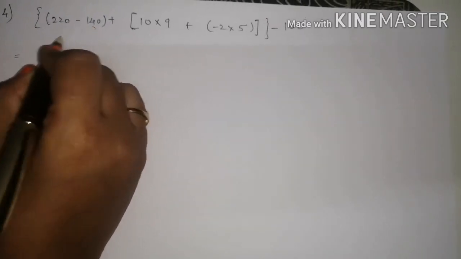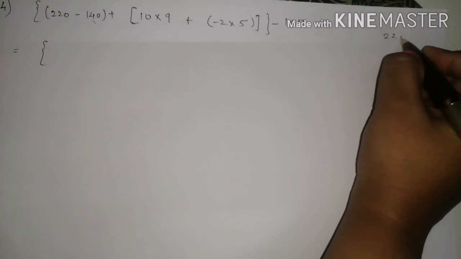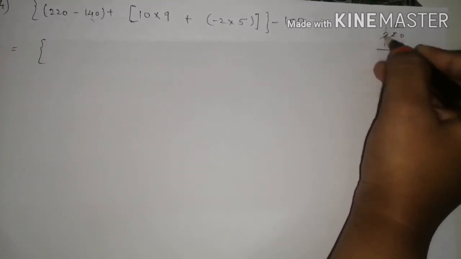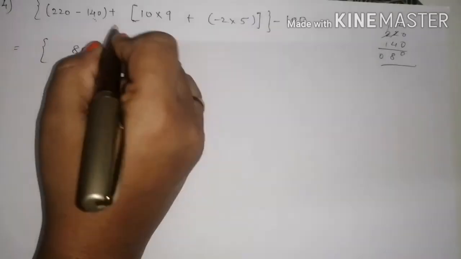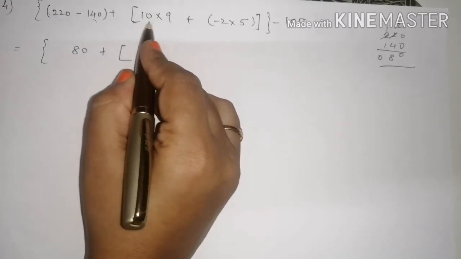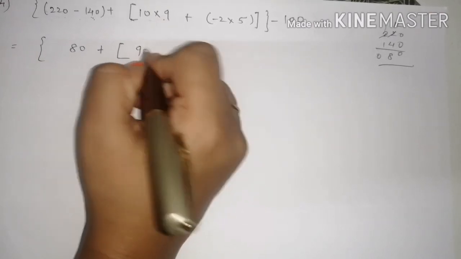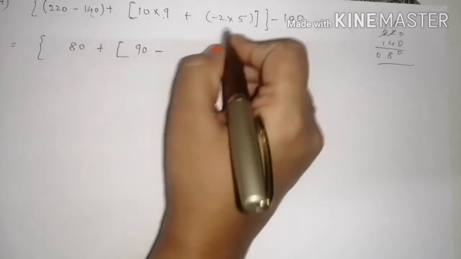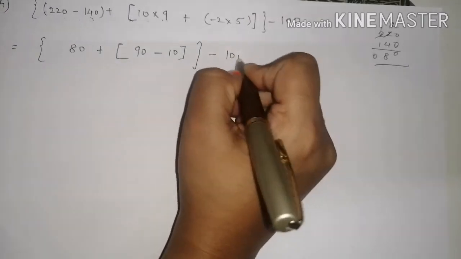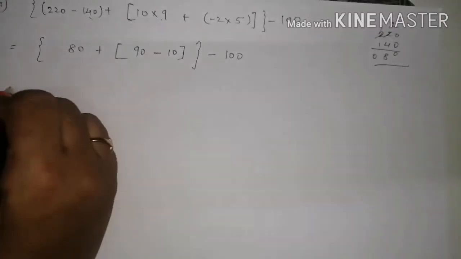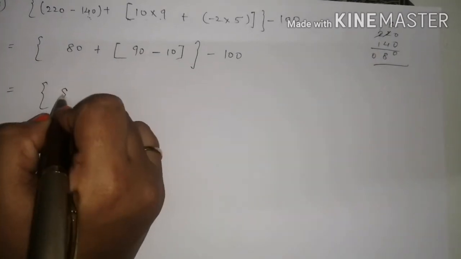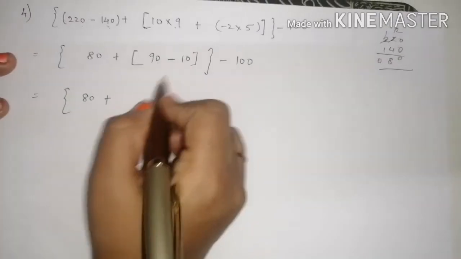So 220 minus 40, 220 minus 140, how much? 0. 12 minus 4 is 8, 80. So this one is 80 plus, now this square bracket, 10 nines is 90, plus minus is minus, 5 twos is 10. Now this again inside the bracket, this square bracket we will solve now.